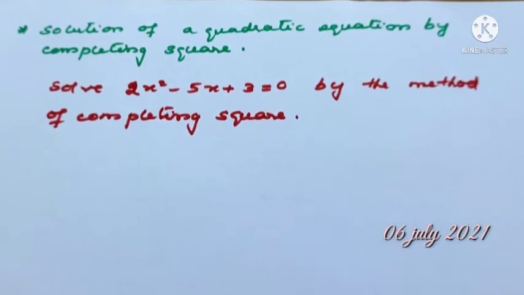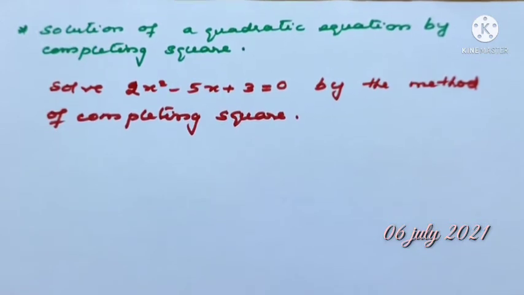Good morning, children. Last class we have seen the solution of a quadratic equation by the method of factorization, meaning the solving we have done by using the factorization method. Now we are going to learn a new method, solution of a quadratic equation by completing the square. By the completing square method, here also we are finding the value of x or y, which is the variable there.